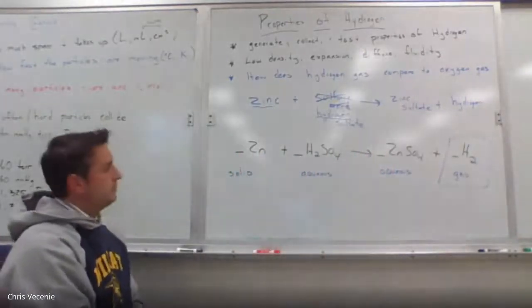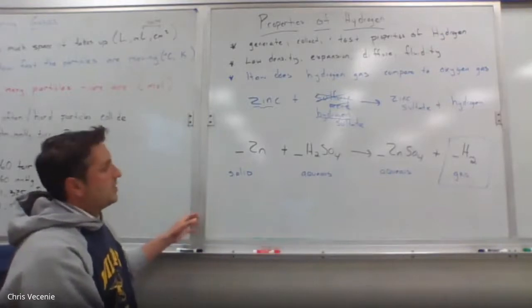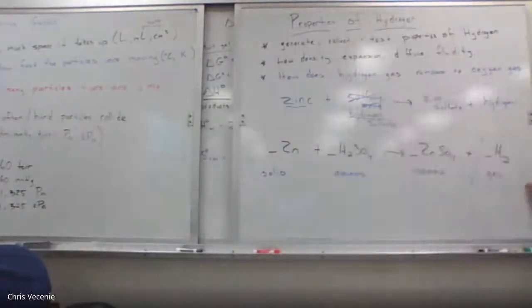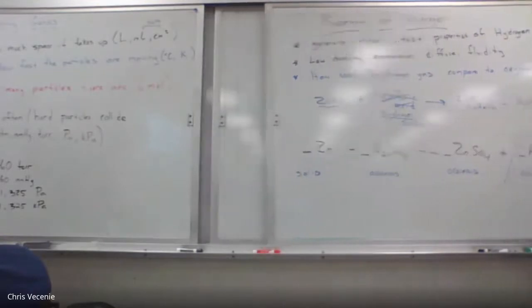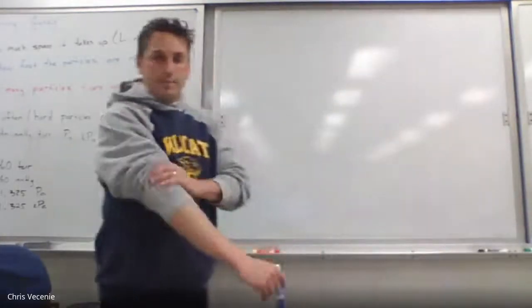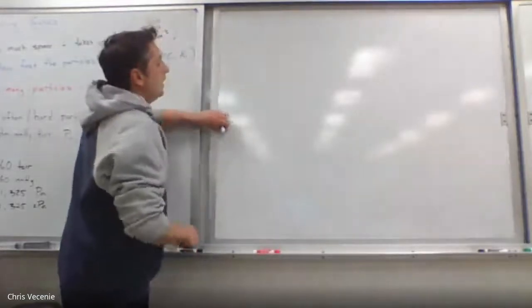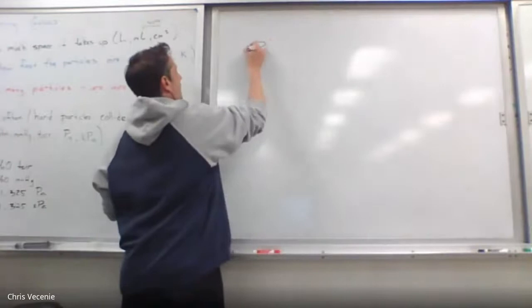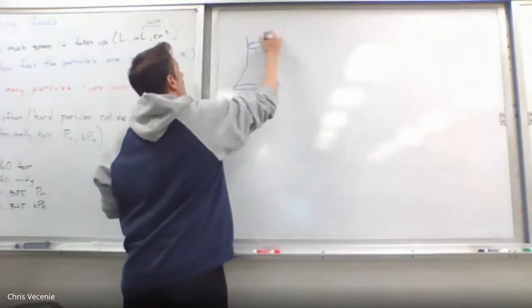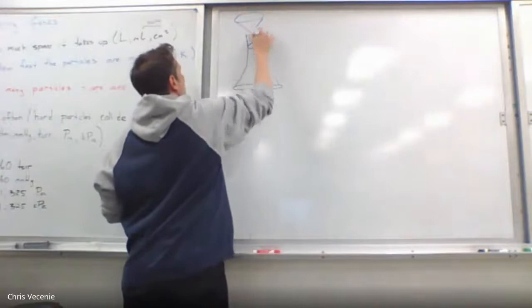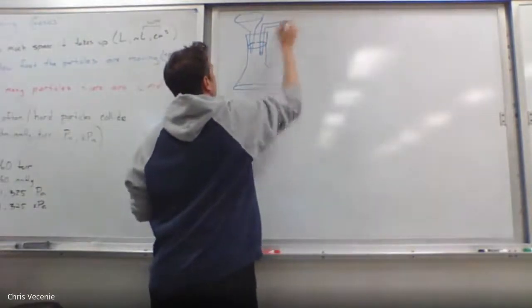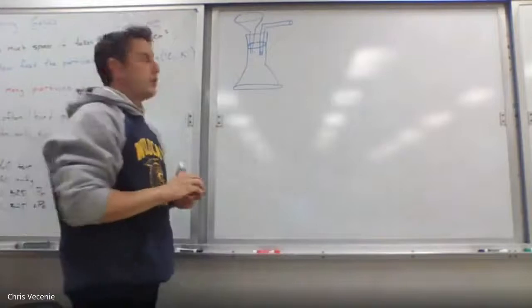So that's how we're going to generate the hydrogen. Then we need to be able to collect it. Last time that we did this, we used a method called water displacement, and we're going to employ that method again today. You had that thing last time called the generator flask. Just like last time, you're going to have a funnel and your vent tube coming up out of it. The reaction is going to occur inside the Erlenmeyer flask.